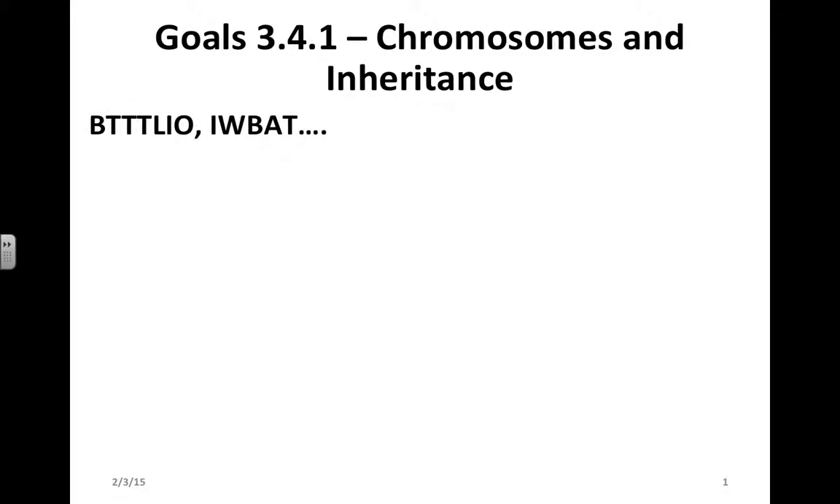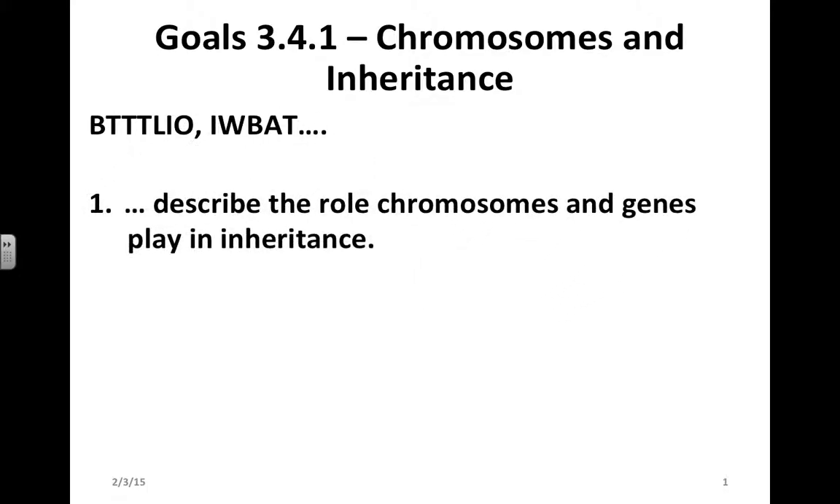By the time this lesson is over, I will be able to: 1. Describe the role that chromosomes and genes play in inheritance. Your teacher will tell you on what page to write this in your notes, but go ahead and get this goal down.